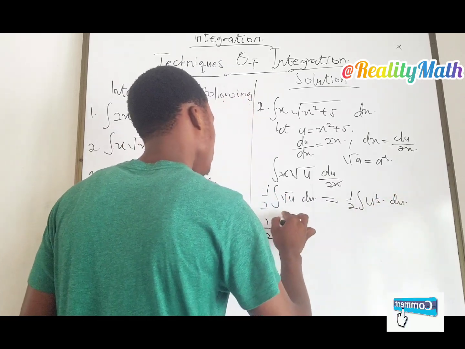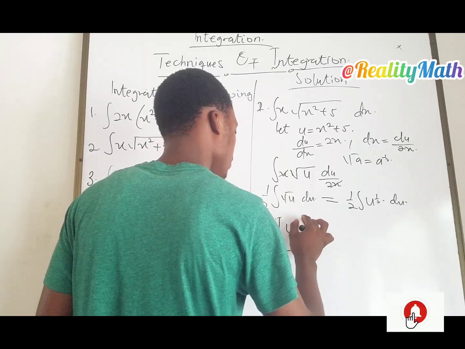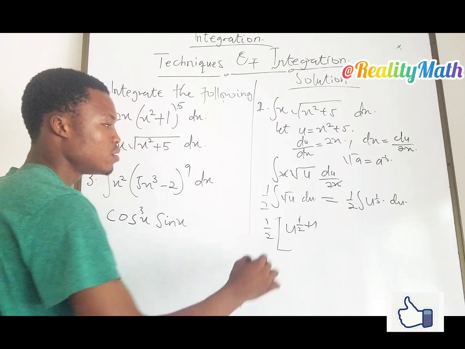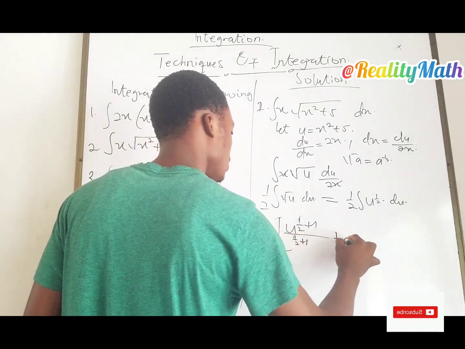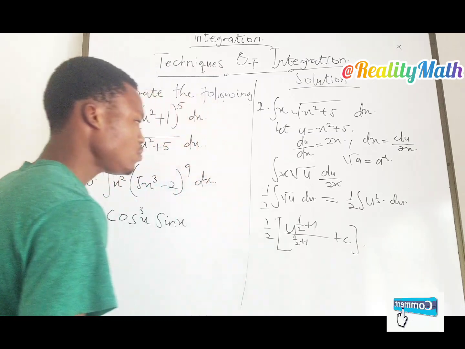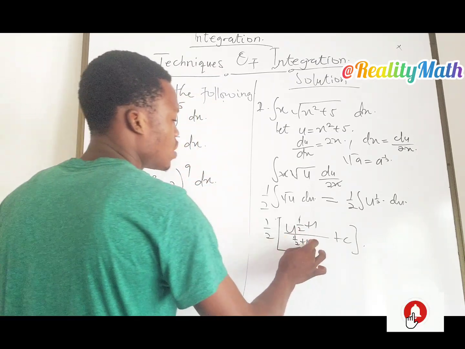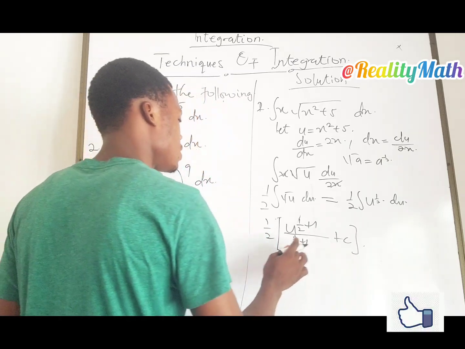So this is half into bracket u to the power half plus 1, all over half plus 1, plus some constant c. Okay, so what will this give us? Let's come here. This will give us what? 3 on 2.